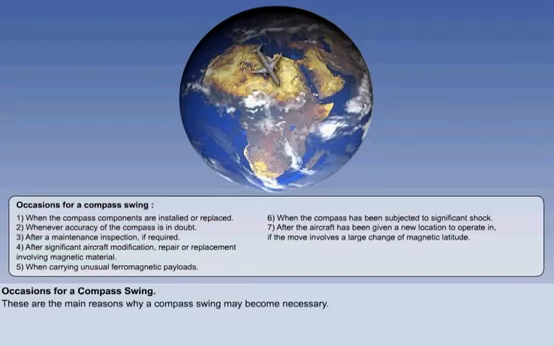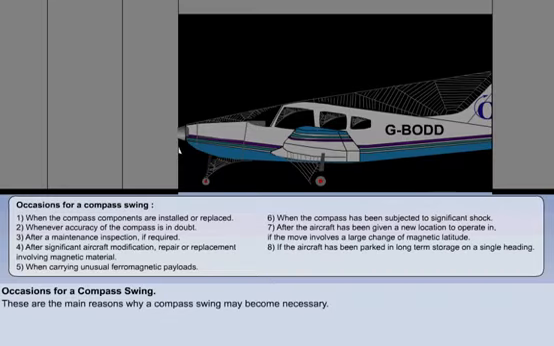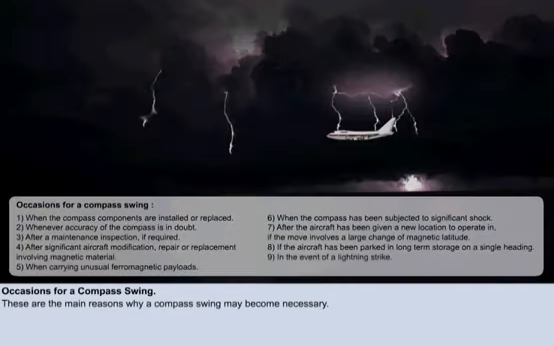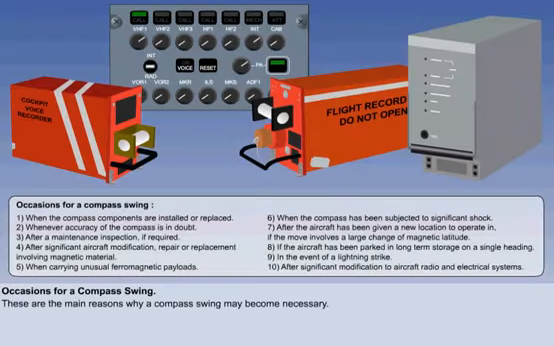7. After the aircraft has been given a new location to operate in, if the move involves a large change of magnetic latitude. 8. If the aircraft has been parked in long-term storage on a single heading. 9. In the event of a lightning strike. 10. After significant modification to aircraft radio and electrical systems. This concludes the lesson on aircraft magnetism. A summary of the main points follows.